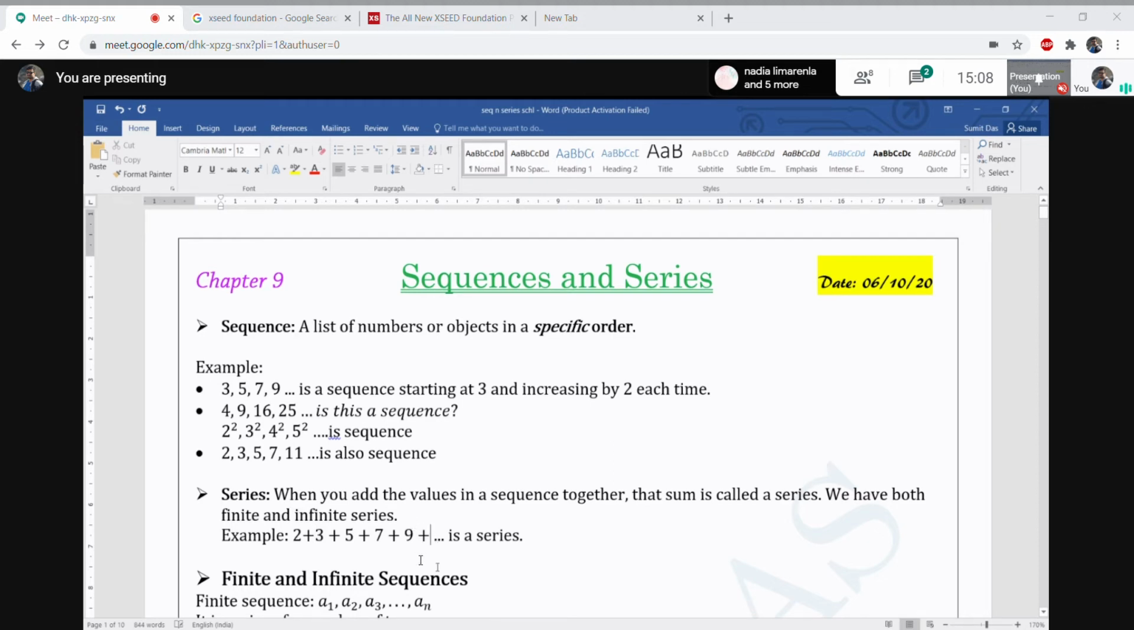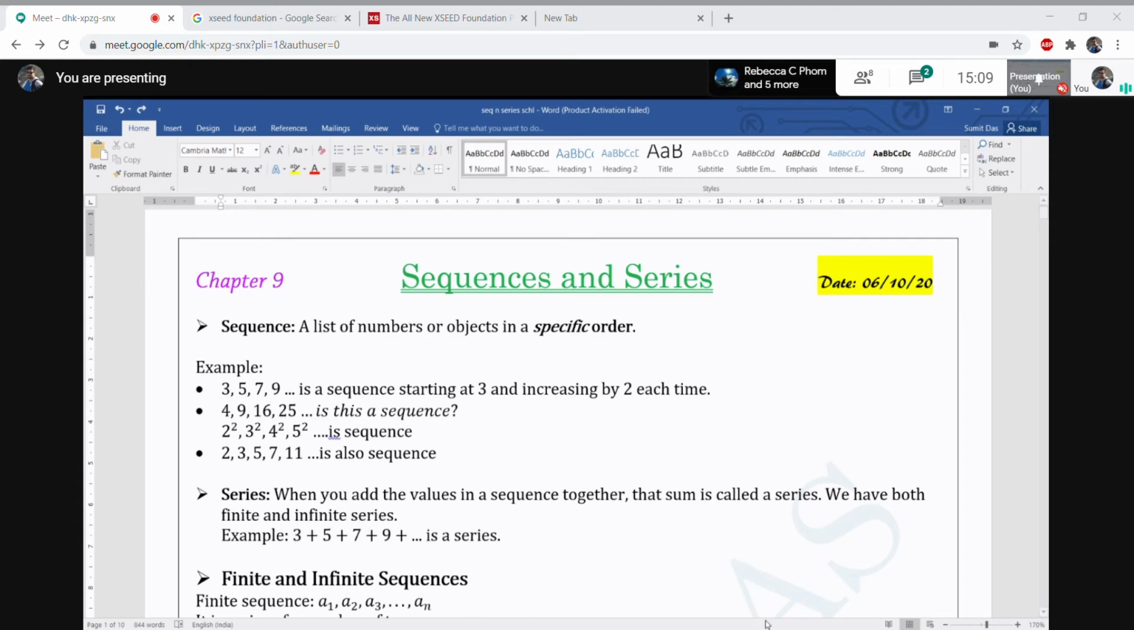2, 3, 5, 7, 9: when we are adding them, then it will be a series. So when from a sequence we are adding the values, then it is called a series. So the difference between sequence and series, I think it is clear, right?